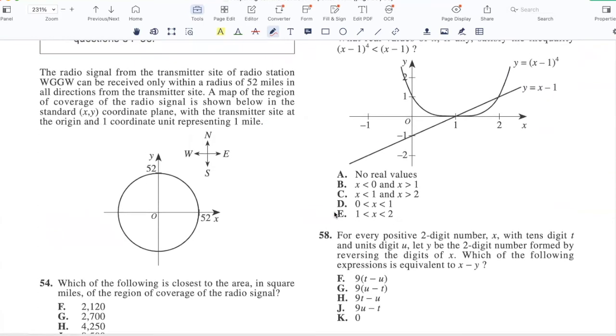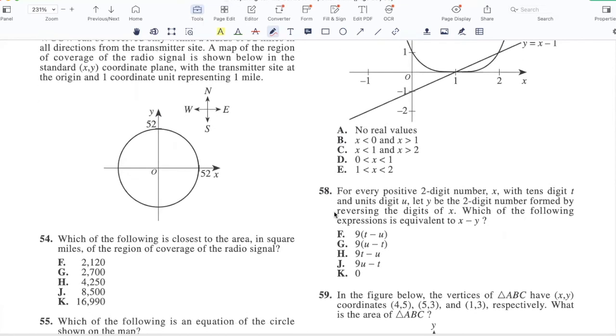The radio signal from the transmitter site of radio station WGW can be received only within a radius of 52 miles in all directions from the transmitter site. A map of the region of coverage of the radio signal is shown below in the standard coordinate plane, with the transmitter site at the origin and one coordinate unit representing 1 mile. Which of the following is closest to the area in square miles of the region of coverage?